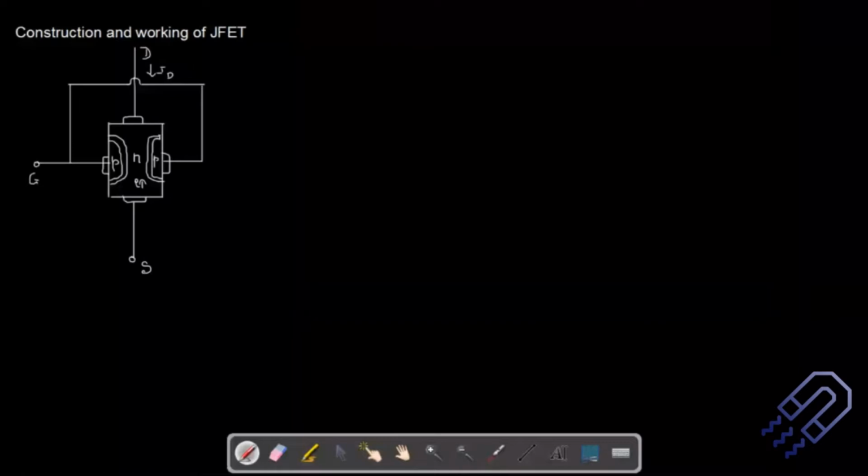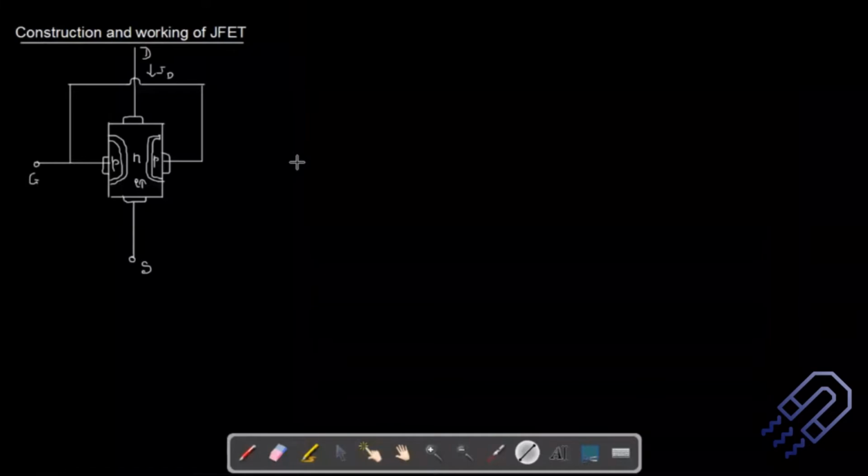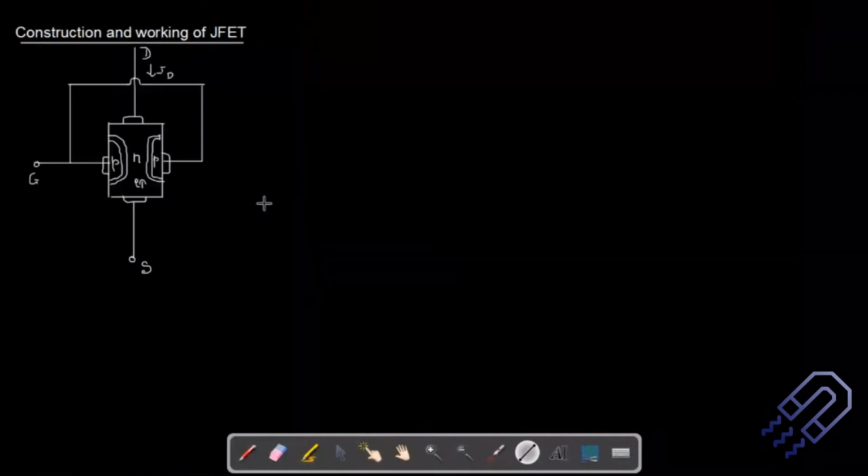Let's continue with JFET, and today we are going to look into the construction and working of a junction field effect transistor. The other day I did tell you about the construction part. We already know how it is exactly constructed. Nevertheless, just try to revise a bit.